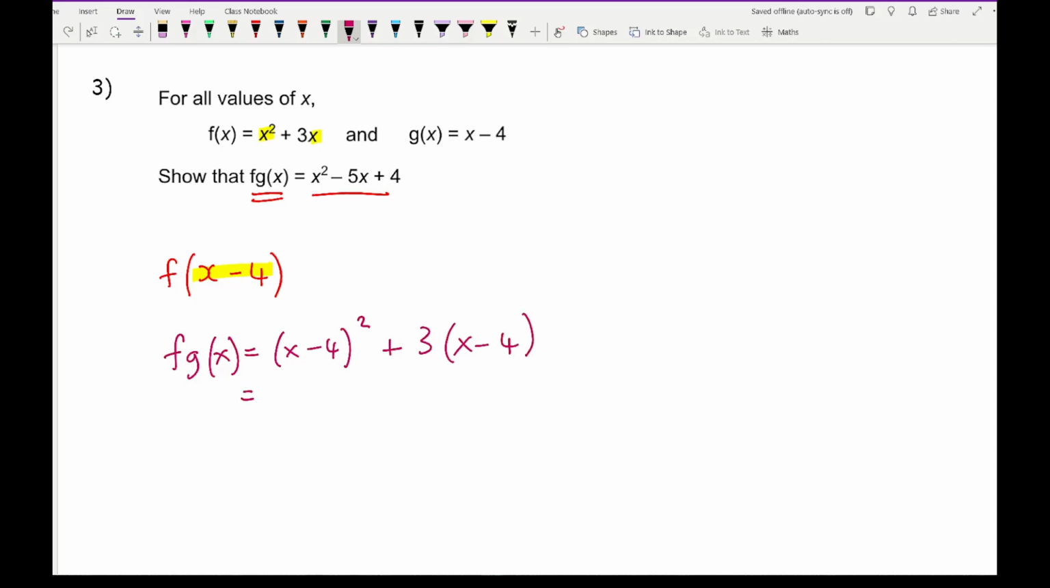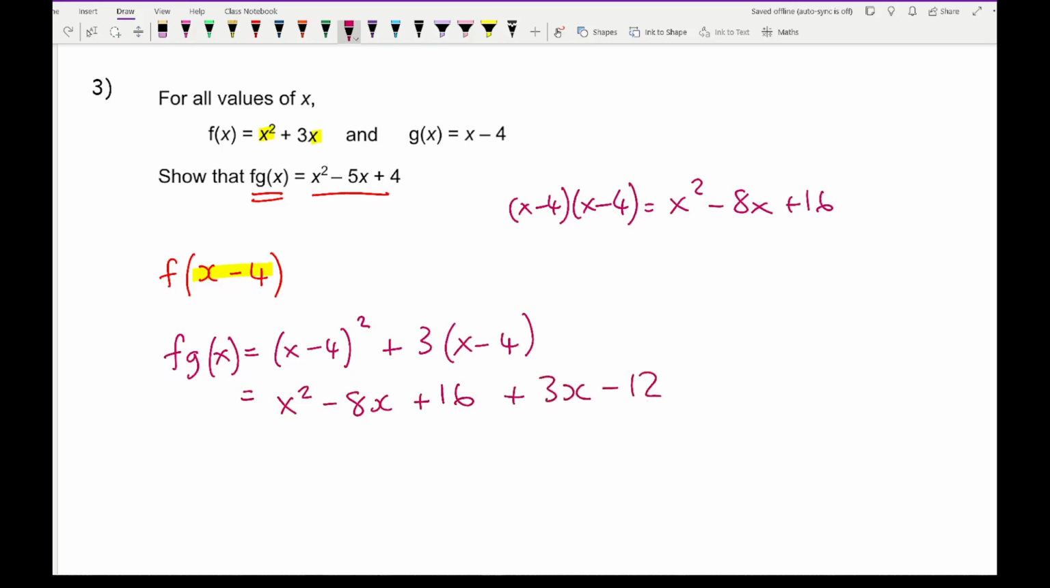And if I expand all of this out, well, x minus 4 squared is going to be x squared minus 8x plus 16. So here I've got x squared minus 8x plus 16 plus 3x minus 12. And again, if I simplify all of that, what do I end up with? Well, I'm going to end up with this, which is exactly what they wanted me to show.